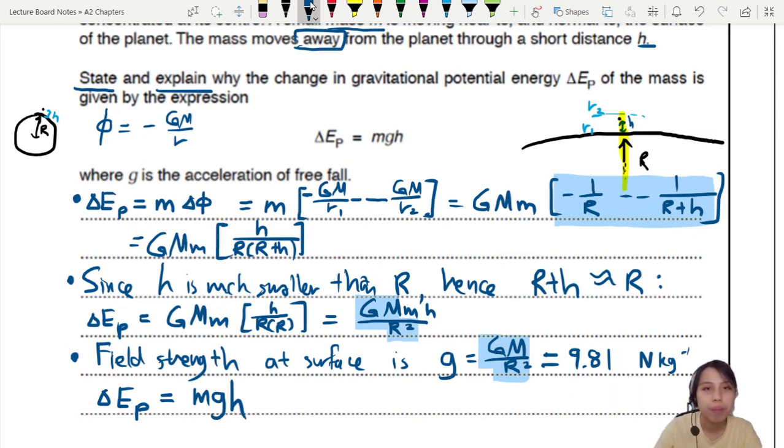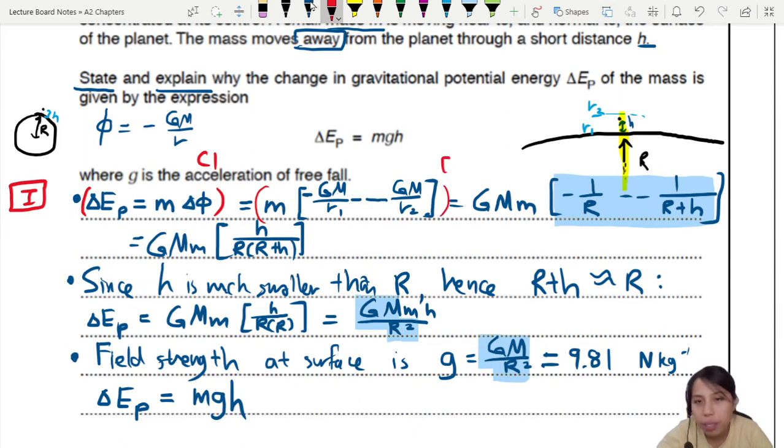Done. Proven. Look at this story. Oh my goodness, it's quite a derivation. The very first mark comes from you knowing the equation of change in potential energy. This is our C1. Then if you knew what the potential phi is, and you write out GM over R minus GM over R, this is a B1 mark. That means you know that phi is GM over R.